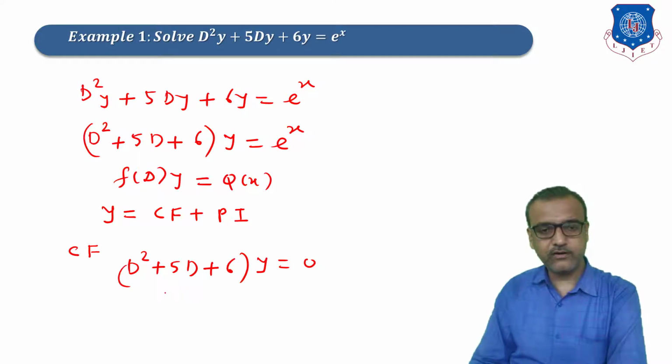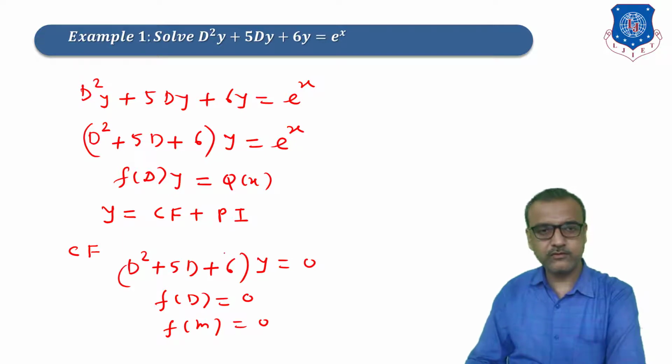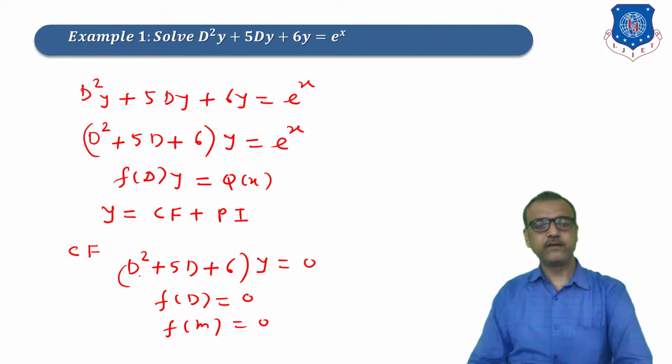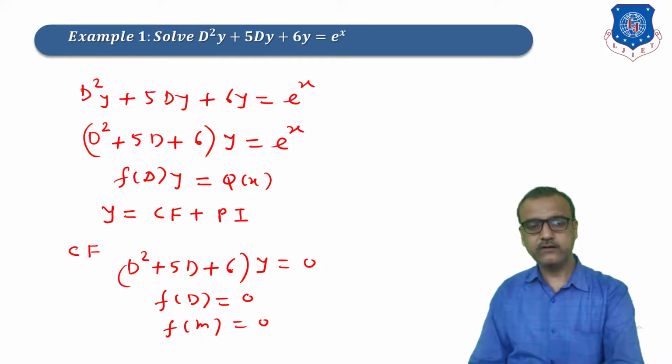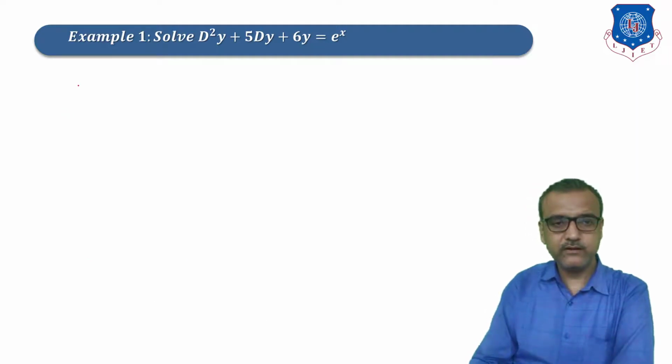Now to find out the complementary function, we will just write down f(D) equals 0. We will replace D by m. So we have f(m) equals 0. Now in the function of D, that is D square plus 5D plus 6, we will just replace D by m. So we have m square plus 5m plus 6 equals 0.